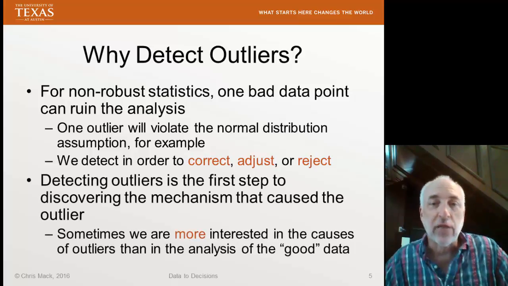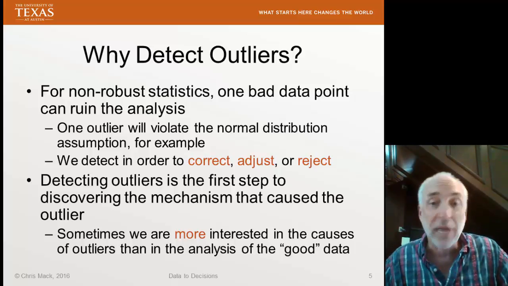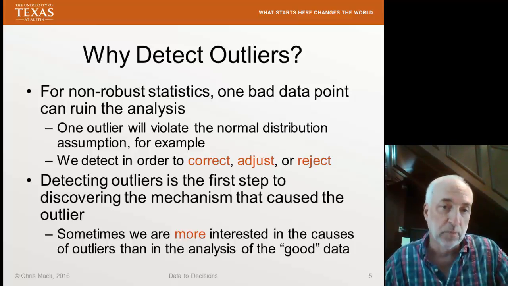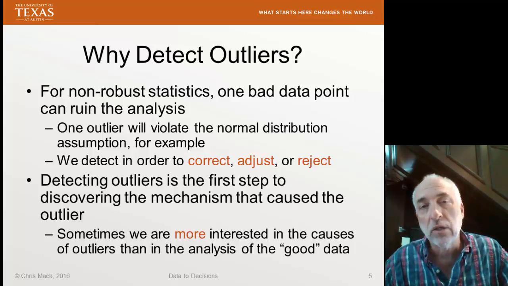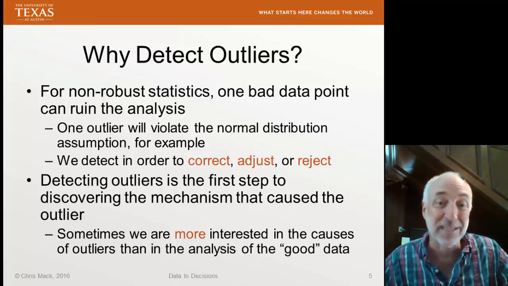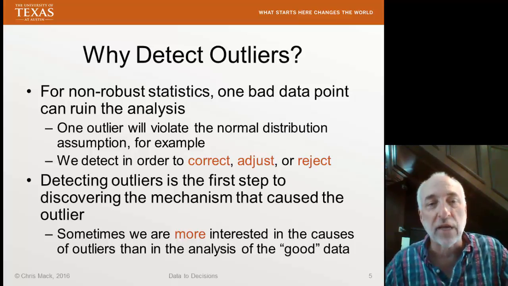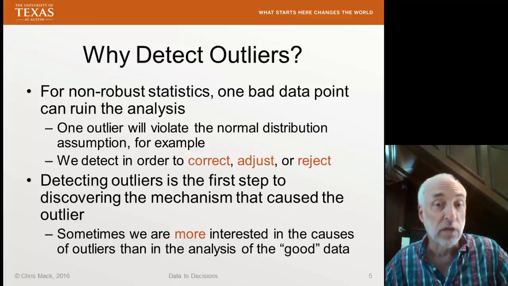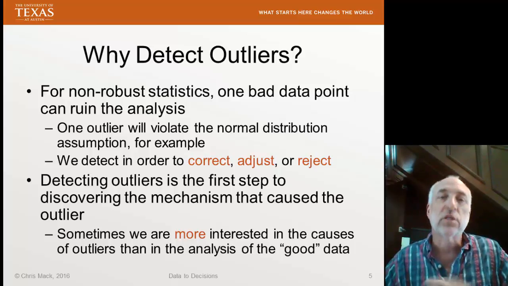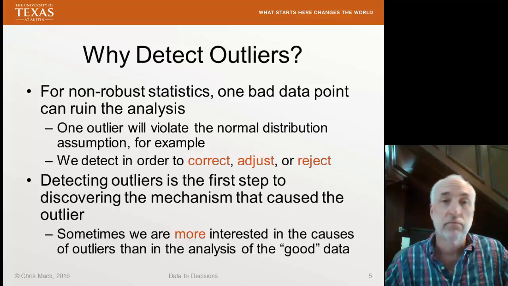But detecting the outliers, in fact, is only the first step. What we'd really like to do is discover the mechanism that caused the outliers, or outlier. As I said, sometimes it's more interesting to discover the cause of the outlier than the rest of the experiment. Not always, but sometimes it is. So whenever we see an outlier, we should take it as an opportunity to discover something else that's going on. And it could be just a matter of discovering a way of improving our measurement or our experiment.